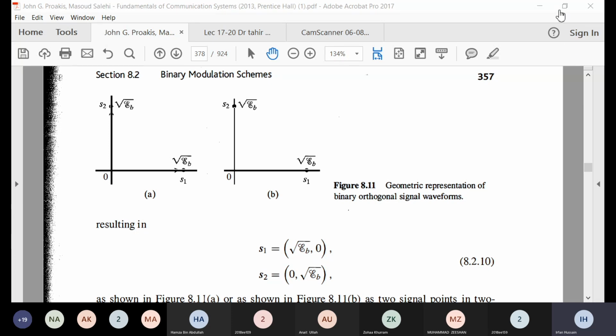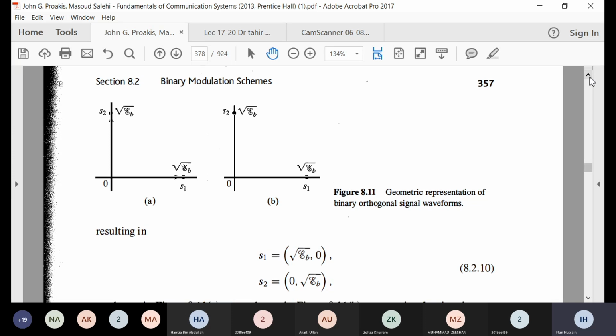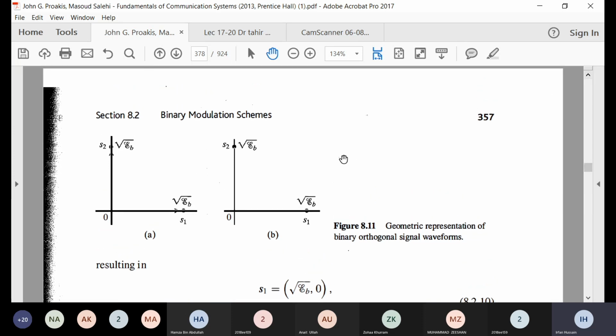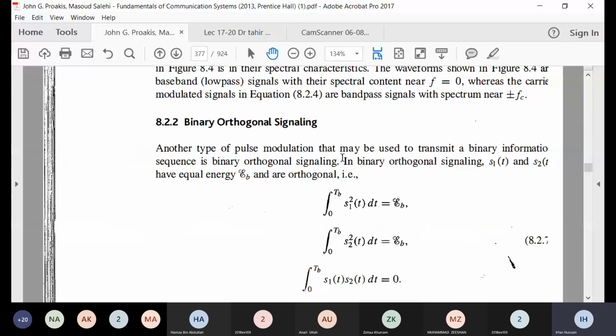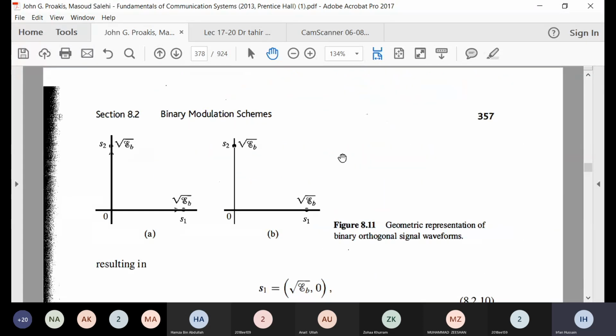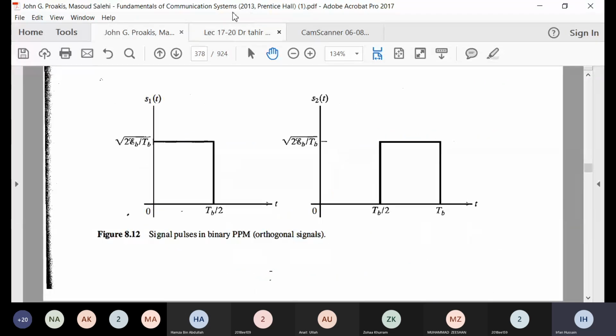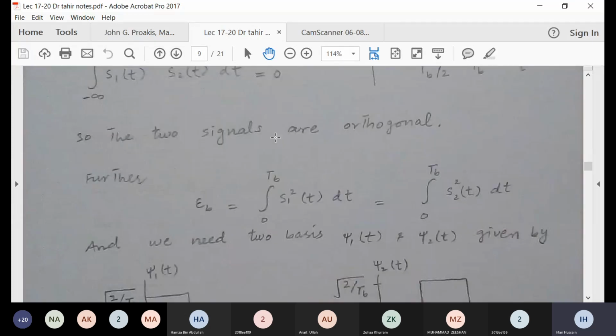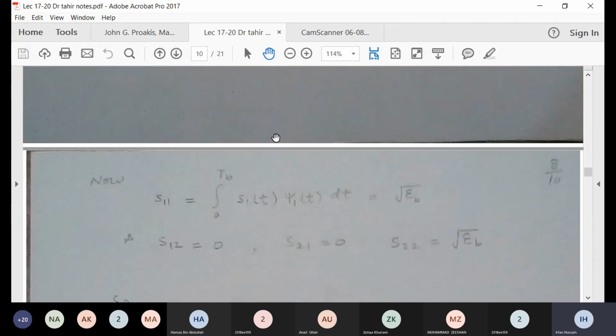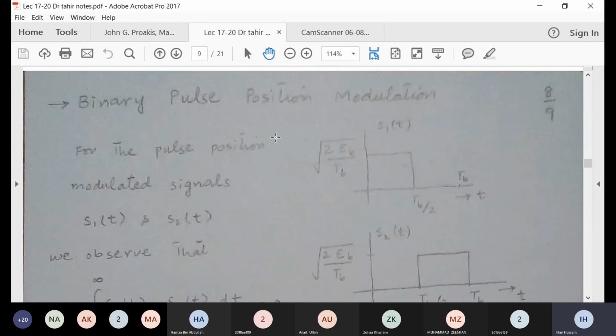All right, so I will end my lecture here. At this point, we shall start with binary orthogonal signaling. We will start with binary pulse amplitude modulation, which has also been covered, but I will try to explain it again with the help of these notes, so that we have covered it with respect to the notes as well as the book.